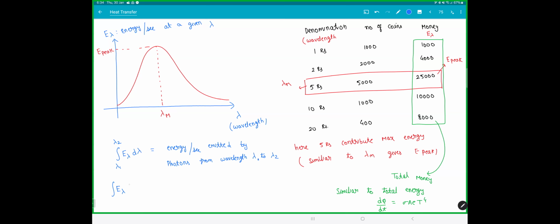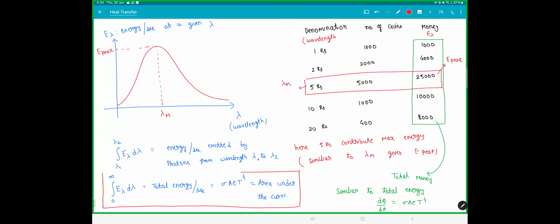Suppose you take E lambda d lambda from 0 to infinity, this will be the total energy. Means you're adding each and every energy, total energy per second. This is nothing but sigma A e T power 4. This is nothing but the area under the curve. So if you calculate all the area under the curve, that will be sigma A T power 4.